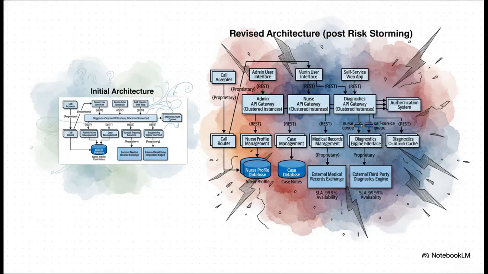And wow, this just shows you the transformation perfectly. On the left, you've got the initial architecture, and honestly, it looks pretty good on paper. But on the right, that's the architecture after the team did a risk storming session. The difference is just night and day. Let's dig into what they actually found.